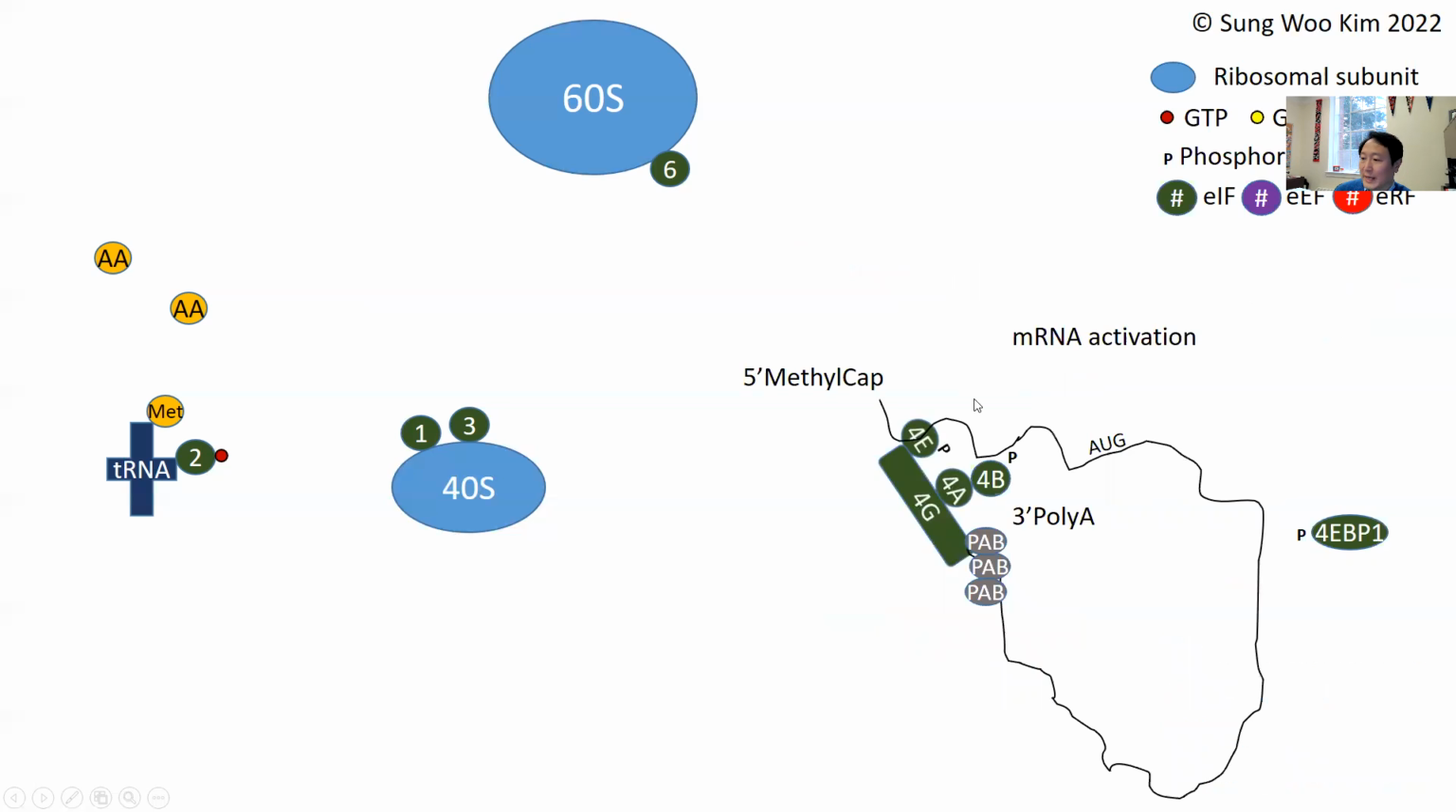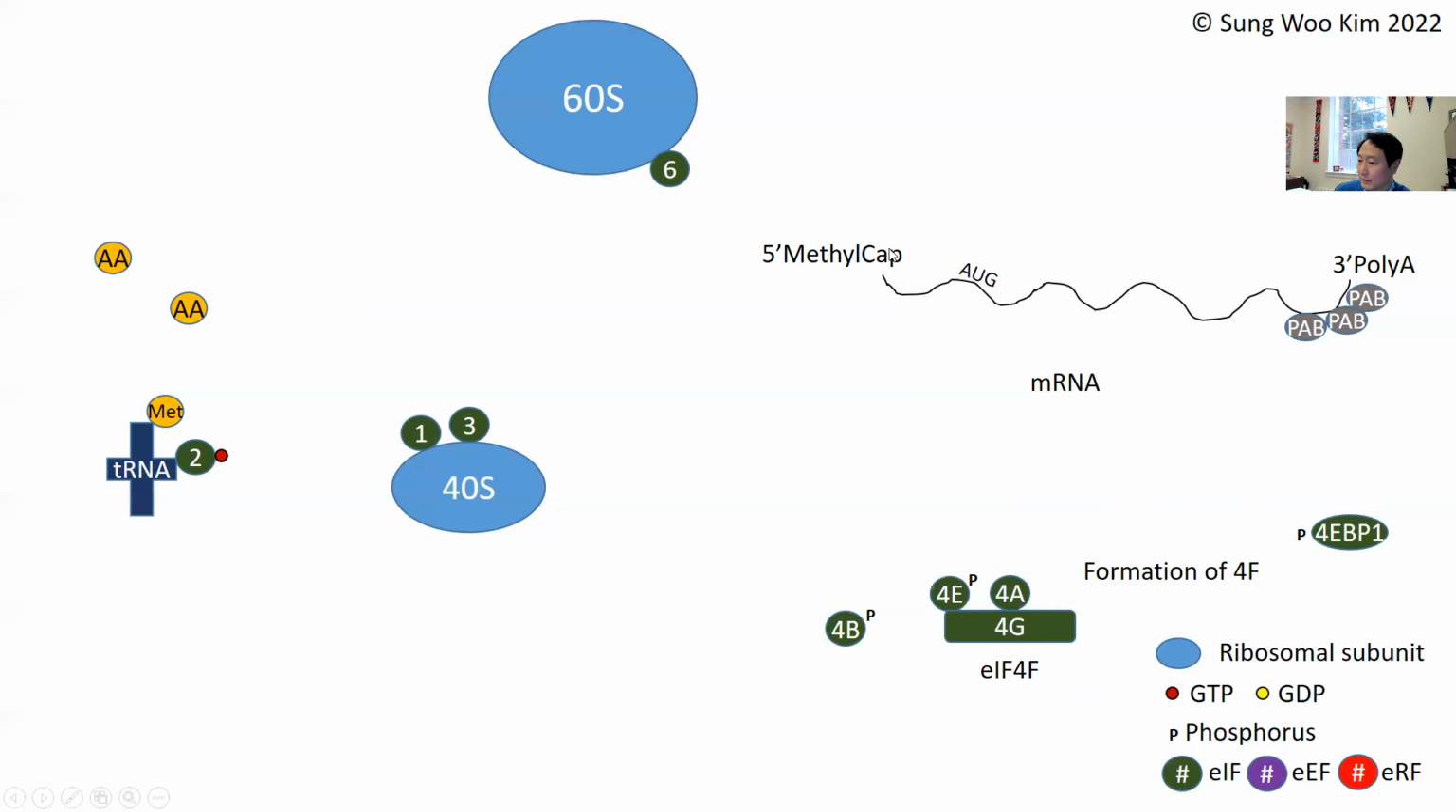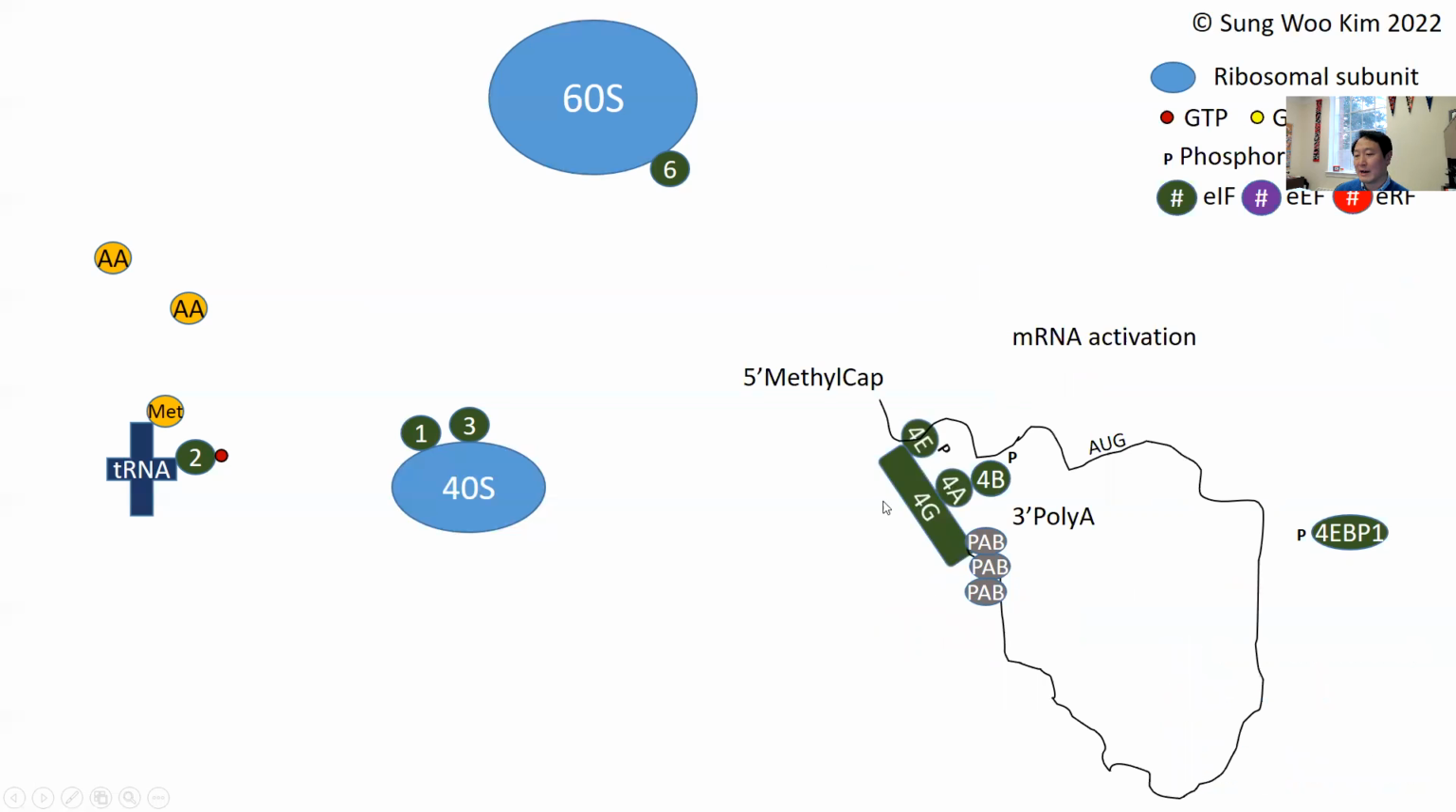Next thing happening is activation of messenger RNA. Okay. If I go back, okay, this is the messenger RNA with 5' methyl cap and 3' poly A end. 4E, this is the initiation factor, which will find the 5' methyl cap and bind. And 4G will look for the poly A binding protein. In the meantime, 4A is an enzyme, a helicase, which will make a space for the translation. And this is the outcome.